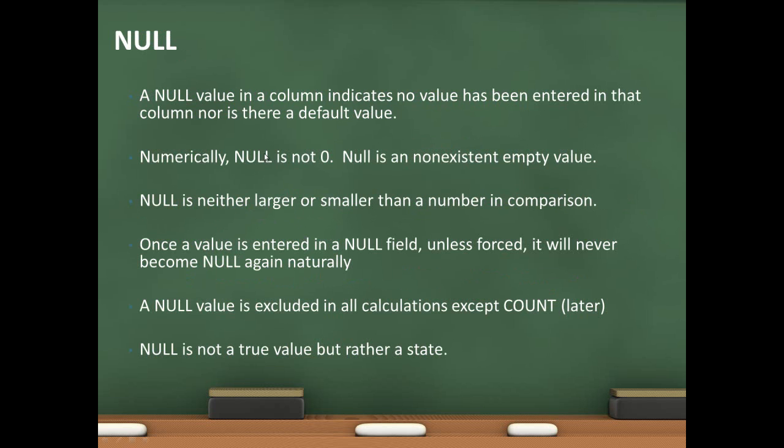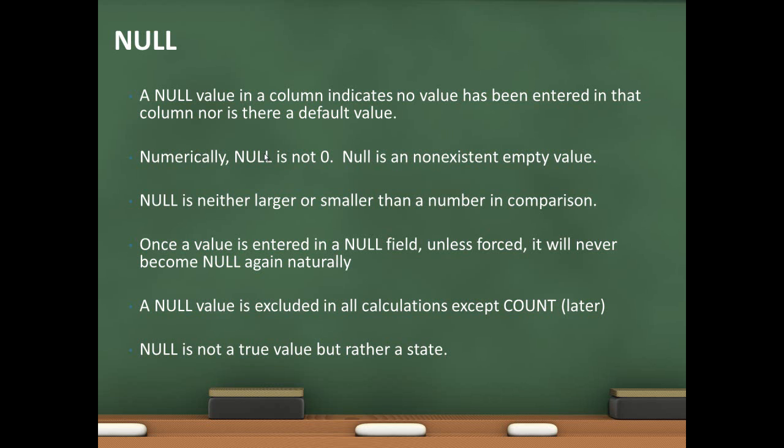So a null value in a column indicates no value at all has ever been entered, nor has there been any value to it whatsoever. Numerically, null is not a 0. It's not going to be treated numerically. If you tell it to add fields together, a null field is going to be ignored. A null field is neither larger nor smaller than a number, although when you sort it, nulls will always sort at the top. So if you want nulls not to be included, you'll have to put a where clause in there to tell it not to include the nulls.